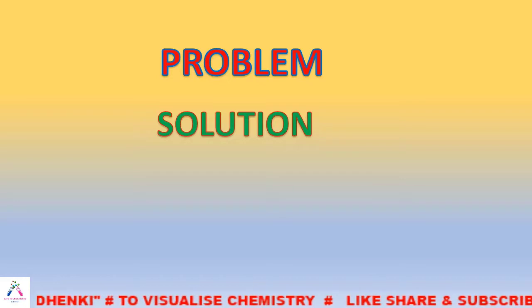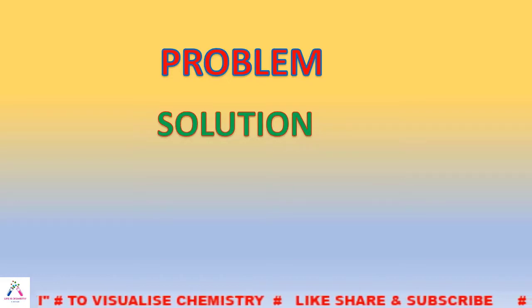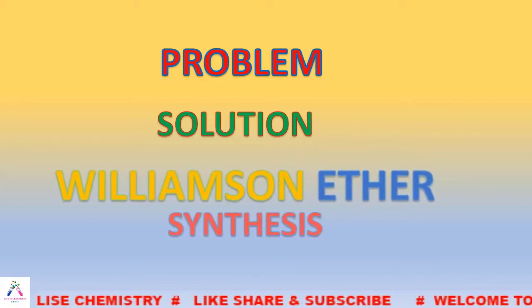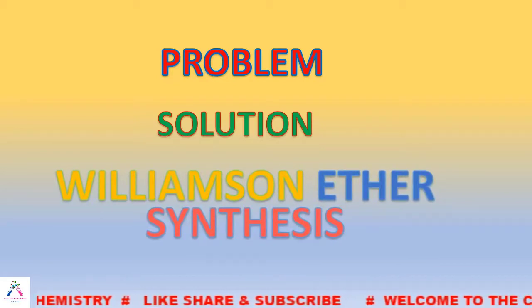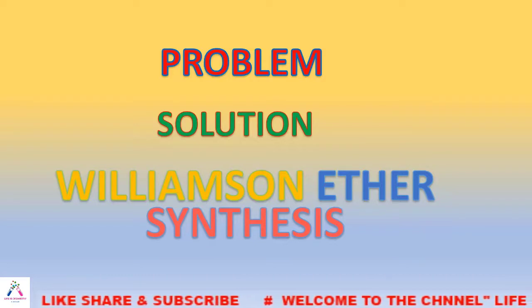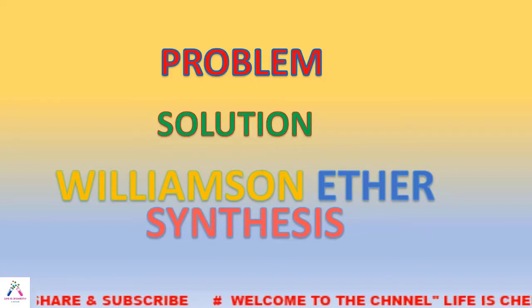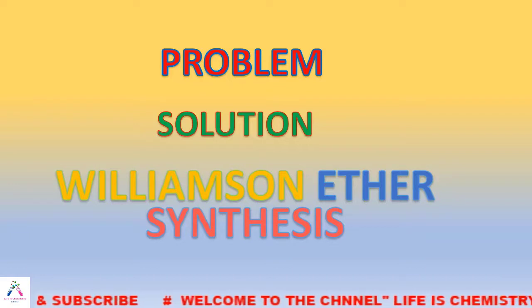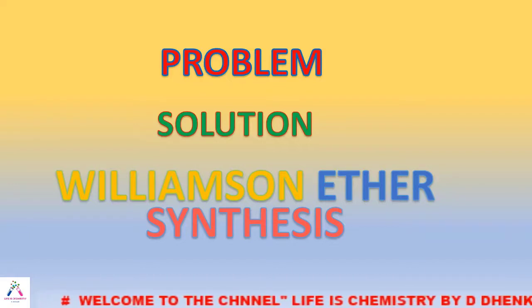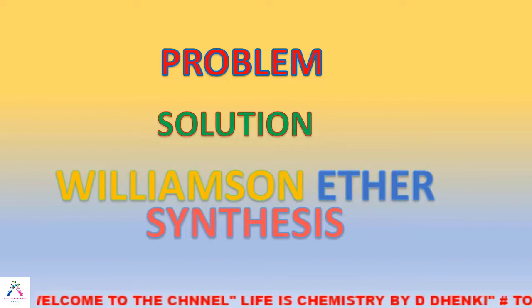The solution is that we can prepare the unsymmetrical ether easily by Williamson ether synthesis. Not only the unsymmetrical ether but also the symmetrical ether can be prepared by Williamson ether synthesis. So today we will discuss the Williamson ether synthesis, its mechanism and its application.